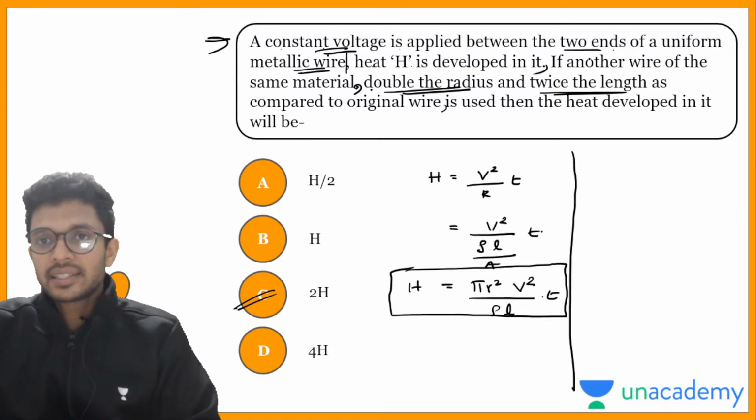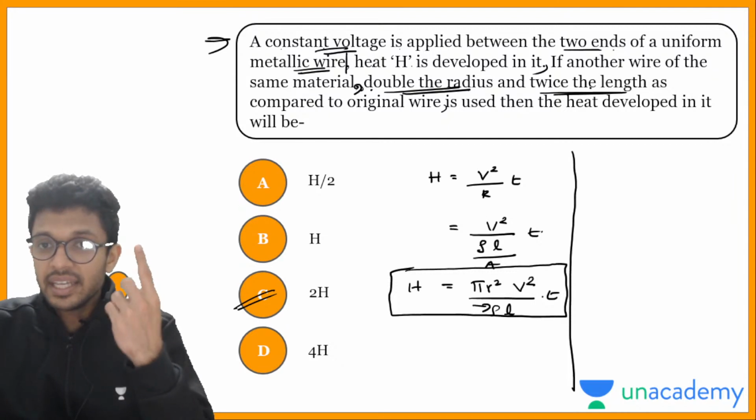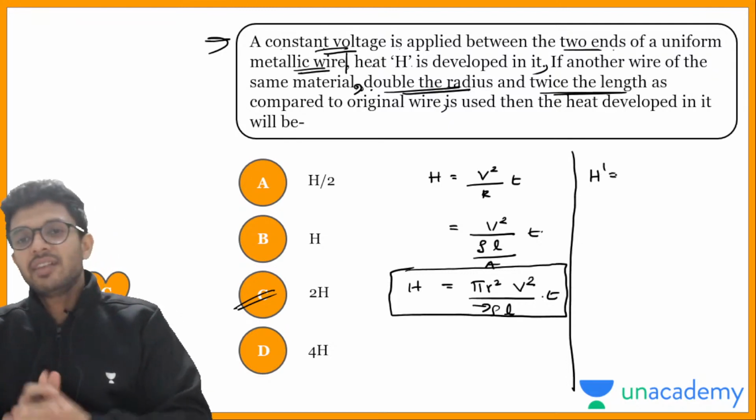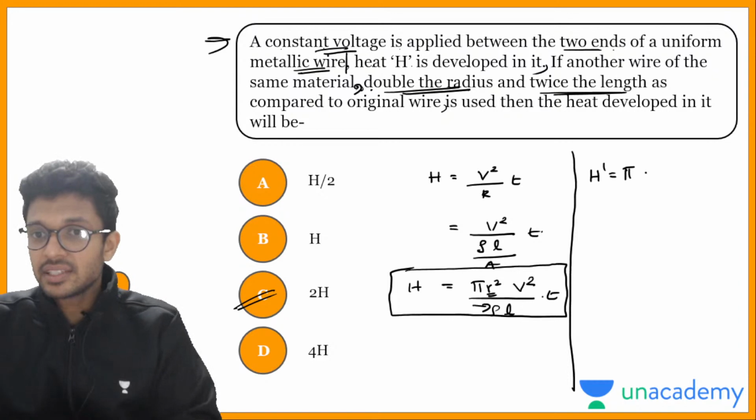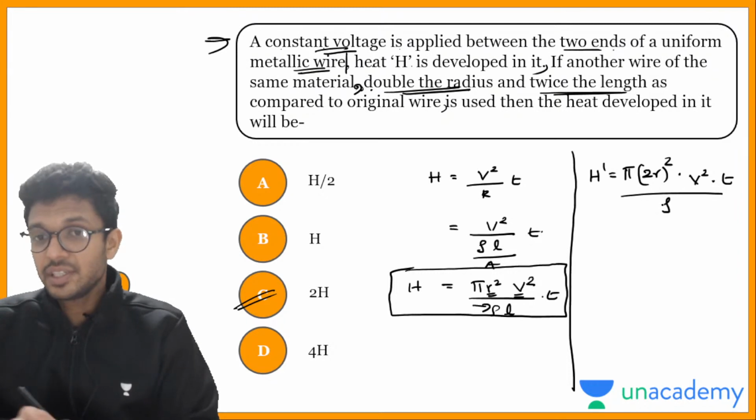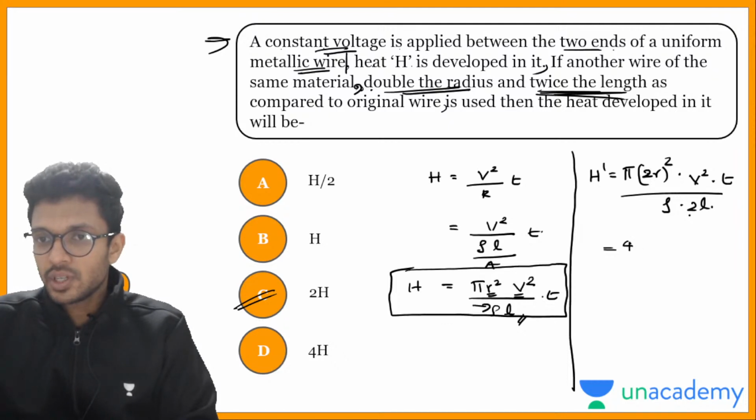Okay, done. Next, if another wire of the same material, so if material is same, resistivity rho same, double the radius, twice the length compared to the original wire, heat developed. Okay? Let's find out H dash, which is the heat developed in the second case. Start substituting. Pi, it's R square, so here double the radius, so that is 2R the whole square. V, voltage remains the same, time remains the same, divided by, as it is the same material, resistivity remains the same, length, is it same? No, look, twice the length, so this is 2L. So what happened? This 2 square comes outside as 4, the 2 of 2L, write it here, write the remaining terms as such, pi R square V square T divided by rho L.